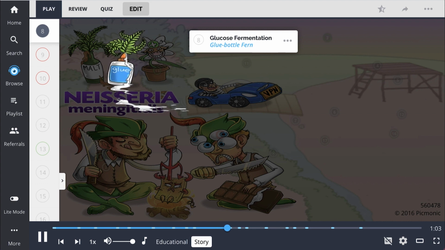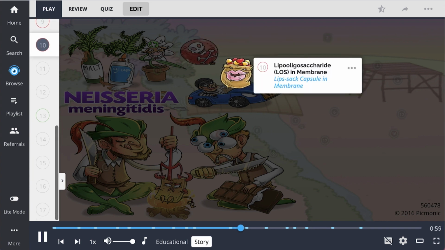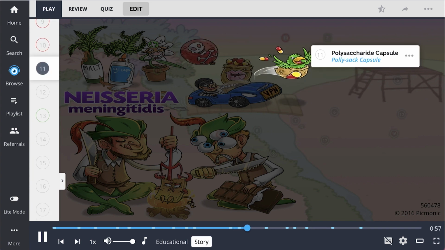He also had an unpopped toxic balloon and a lip sack filled with capsules, and another poly sack with capsules flying high. He was definitely planning a party.